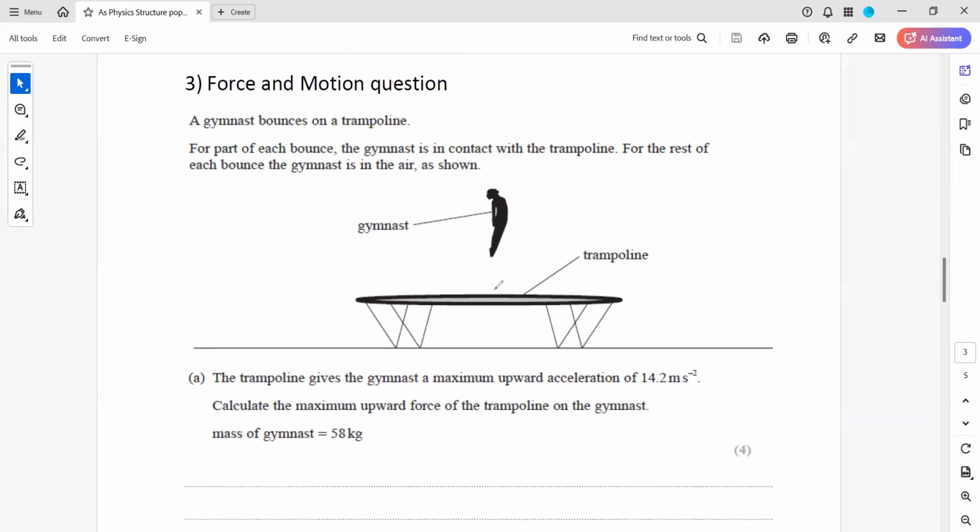When he's in contact with the trampoline, there are two forces acting: his weight acting downward, and an upward reaction force, which we call P, or you can also say R or F. So say the reaction force is R. He is accelerating upward. If he is accelerating upward, which force is greater, R or the weight? The reaction force or the weight? Yes, R is greater because he's going up. So, as we know, the resultant force is equal to ma.